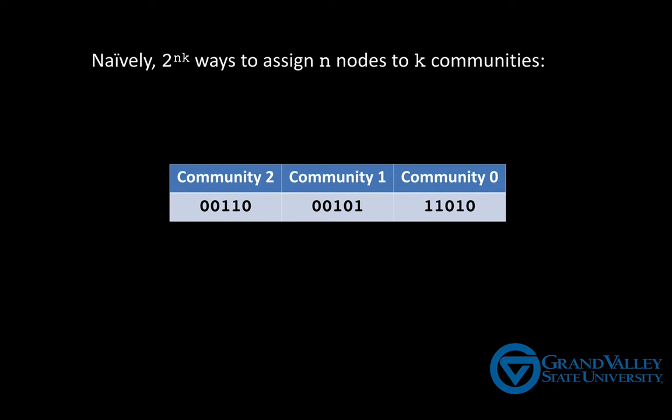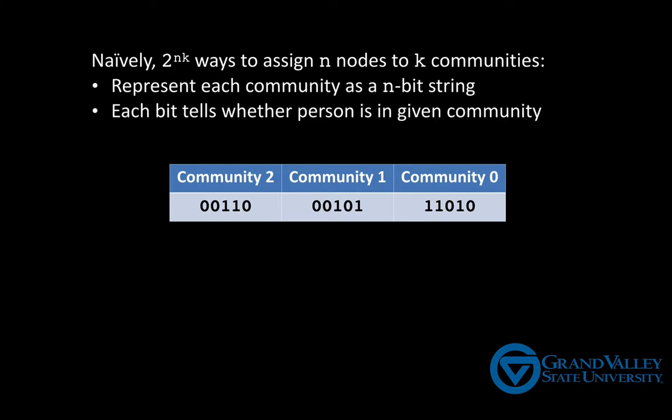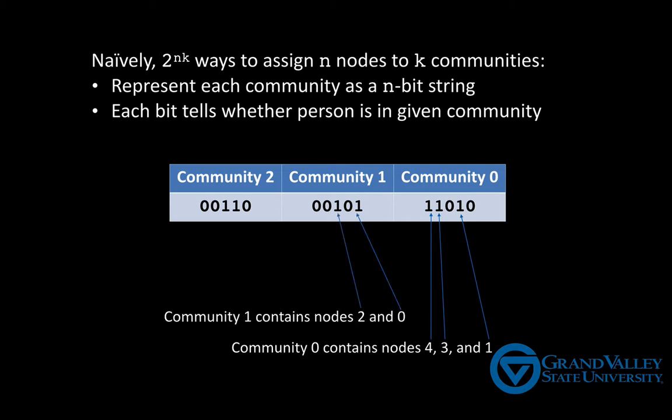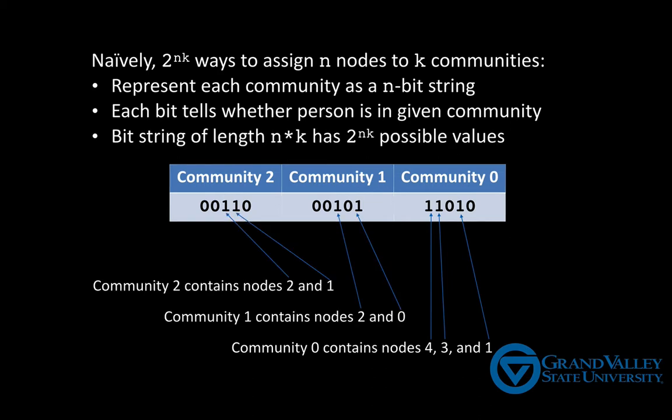Naively, there are 2^(nk) ways to assign n nodes to k communities. We can see this by representing each community as a string n bits long. Each bit tells us whether that particular node is a member of that community. In this example, we can see that community 0 contains nodes 1, 3, and 4. Community 1 contains nodes 0 and 2, and community 2 contains nodes 2 and 1. The assignment defines k communities, each represented by n bits, for a total length of n times k. This allows for 2^(nk) unique values.